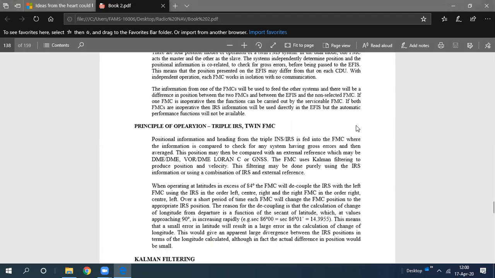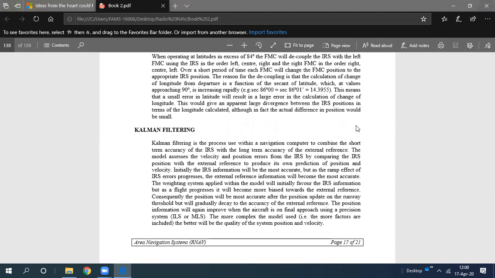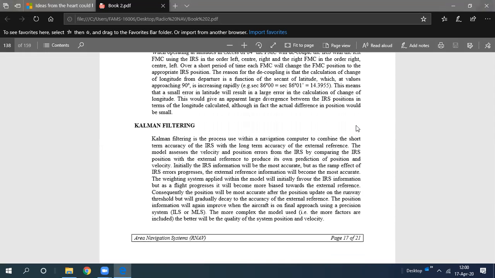And this is something known as Kalman filtering. What is filtration? To get rid of the unnecessary information. That means when you talk about the filtering process, you filter out the information which is actually not required.